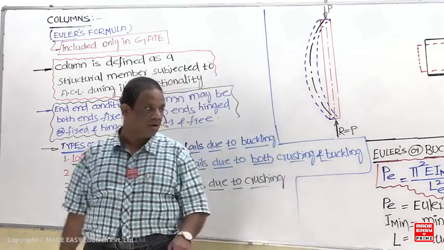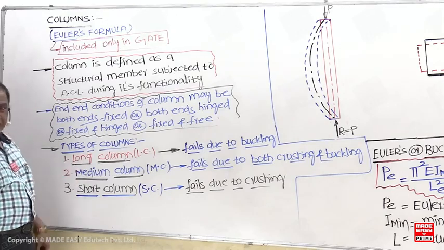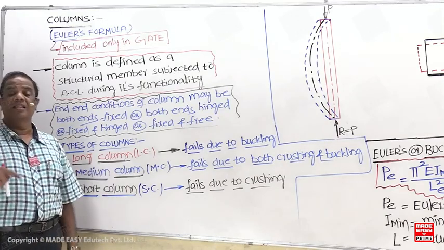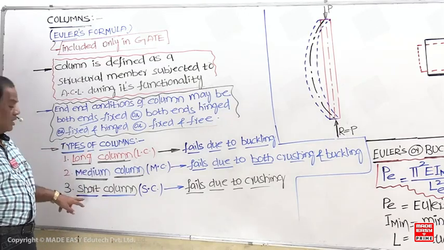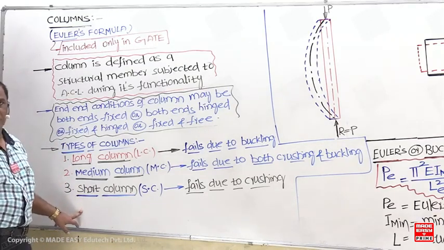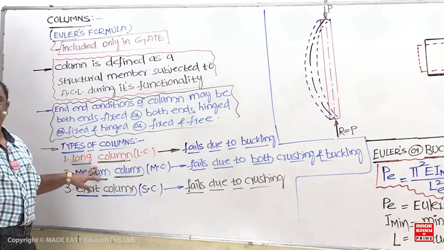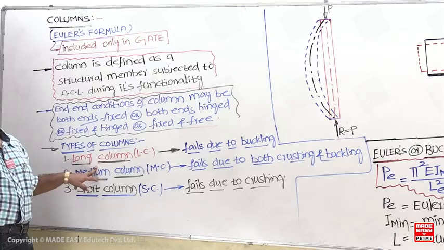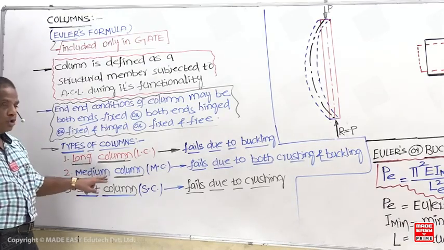And the types of columns are 3 types: long column, medium column and short column. These are all relative words. Long column means length is very large compared to cross-sectional dimensions. Short column means length is less and cross-sectional dimensions are more. Mostly civil engineers deal with long columns. Most of the columns used in structures are long columns. But mechanical engineers mostly deal with medium and short columns.